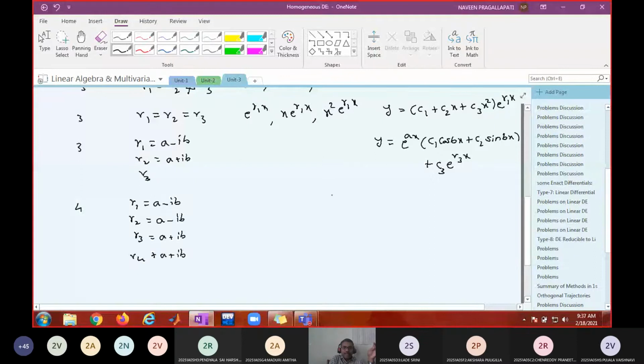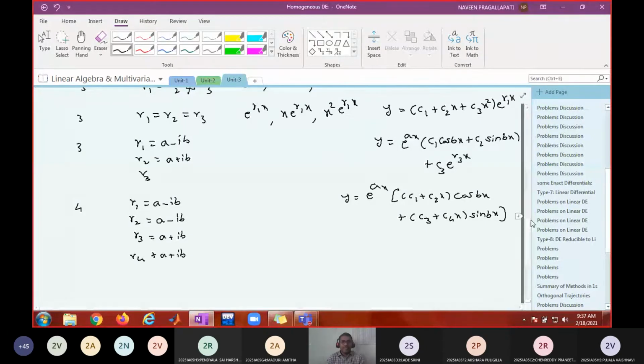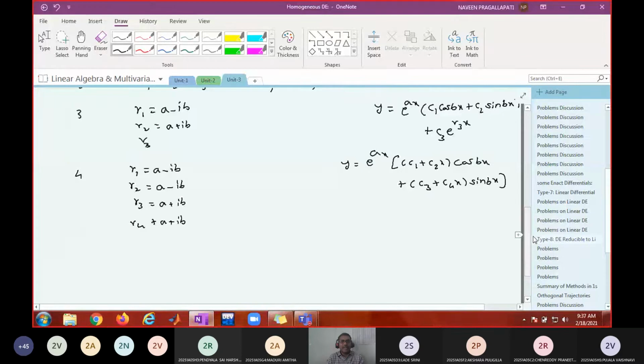In that case, the general solution would be like this. Y equal to, after simplification I am writing, you can verify if you want, e power ax into C1 plus C2x into cos bx plus C3 plus C4x into sin bx. So that will be the general form of the general solution of the differential equation. And for the remaining cases, you can write in a similar manner.